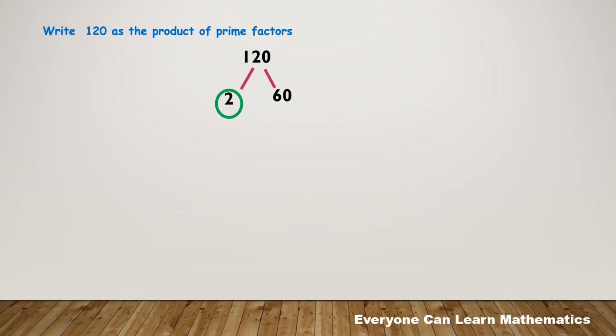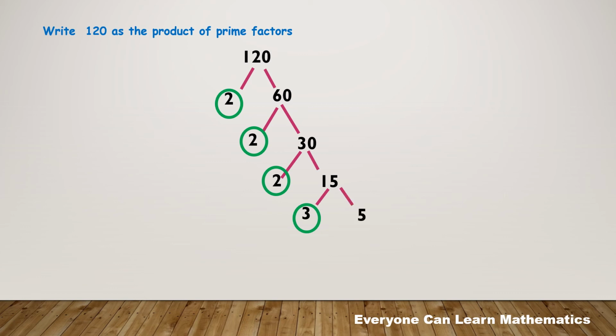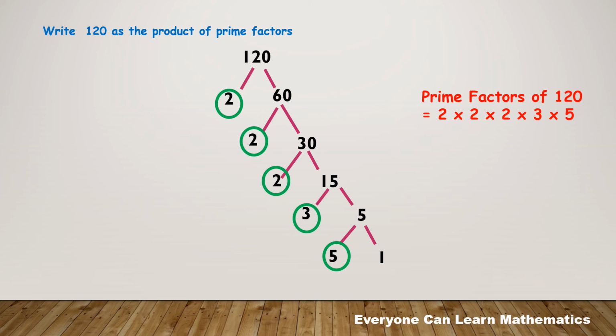So half of 120 is 60. 60 is an even number. We will continue dividing by 2. So the half of 60 would be 30. Likewise, 2 multiplied by what is 30? So we know 2 multiplied by 15 is 30, or half of 30 is 15. Now 15 is not an even number, so we will go to the next possible prime number, that is 3. We know 3 times 5 is 15. Now 5 is not divisible by 3, so we will go to the next prime number, that is 5 itself. Here are the prime factors of 120.